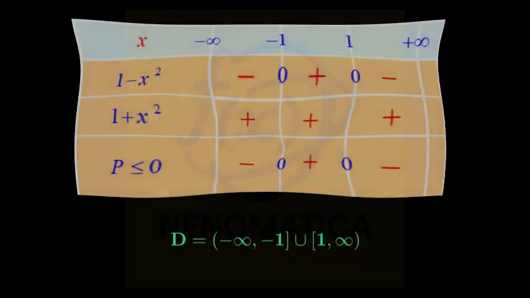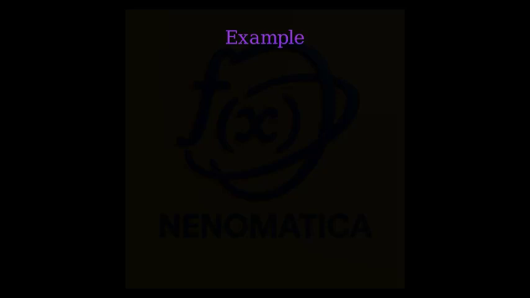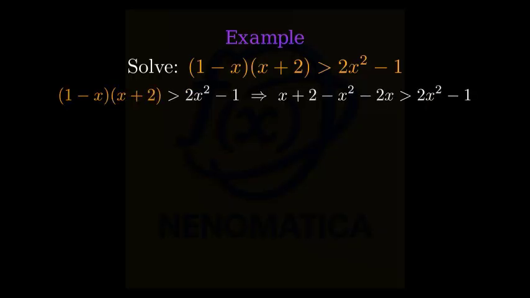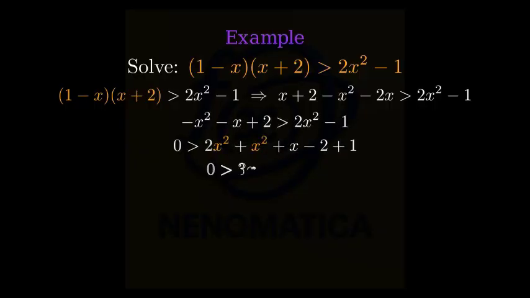We'll start with the example, and then simplify it to a standard quadratic inequality. Step 1. Simplify the inequality. Expand the left side using the FOIL method. 1 times x plus 1 times 2 minus x times x minus x times 2. Combine like terms. Move all terms to one side, so we get a standard form expression less than 0.